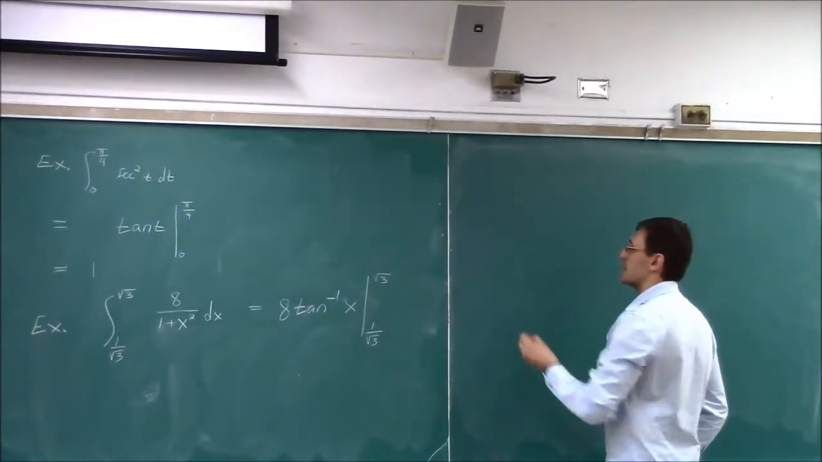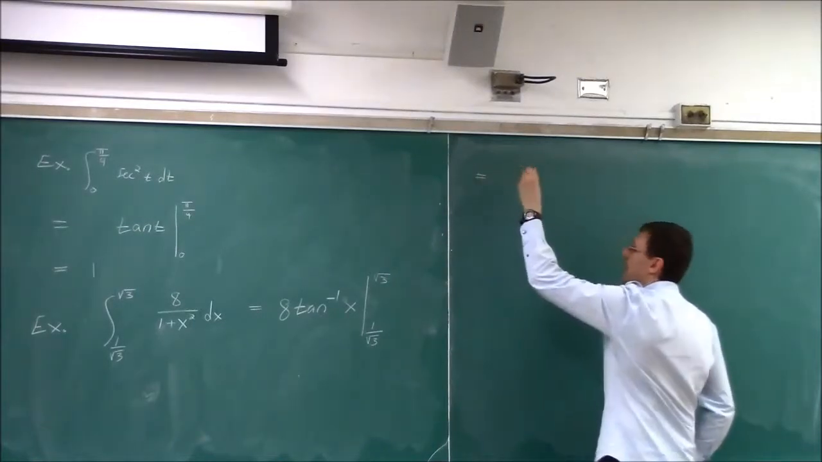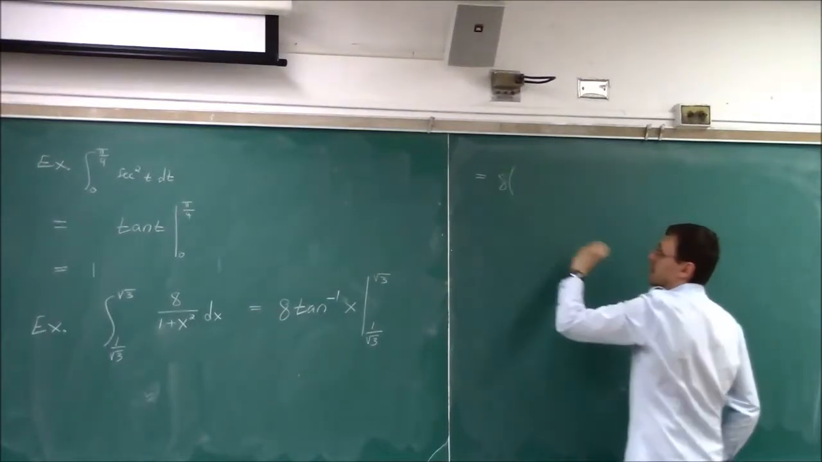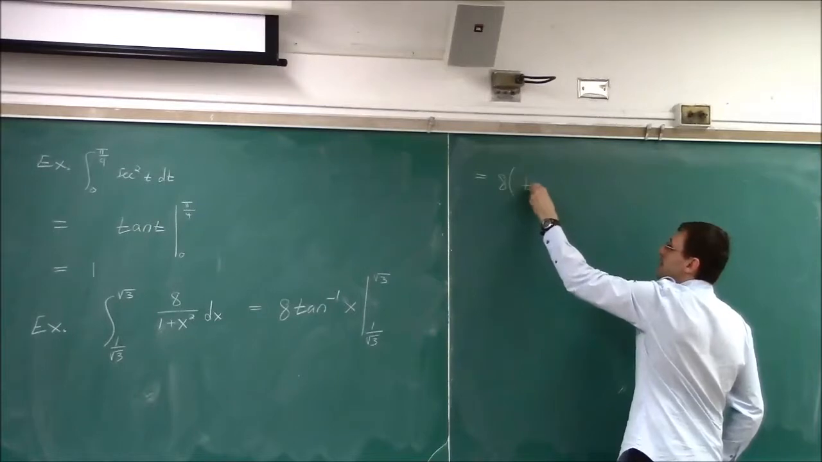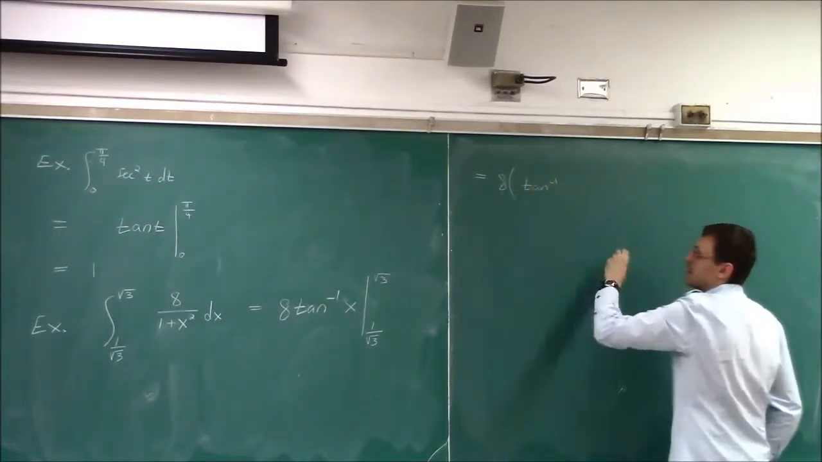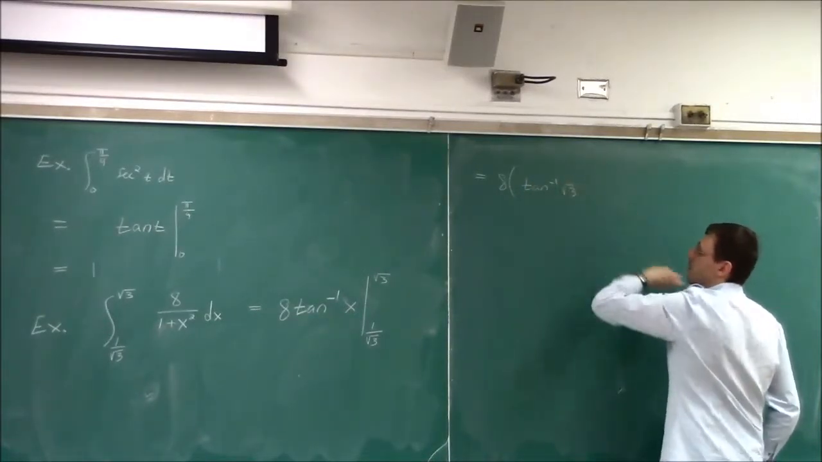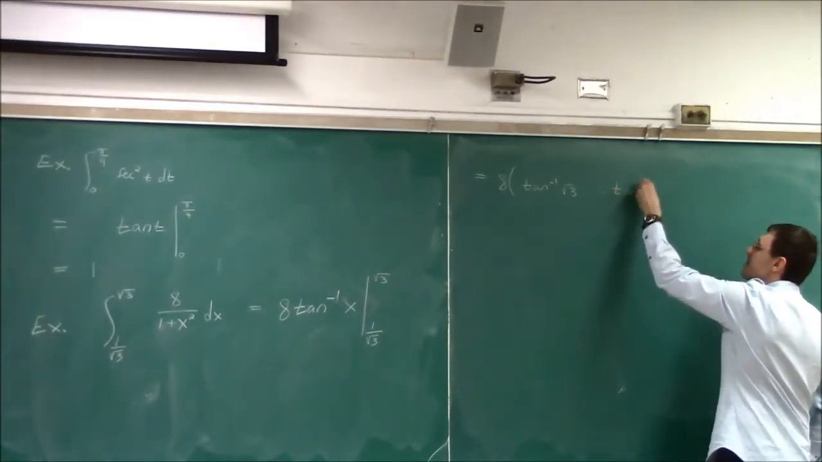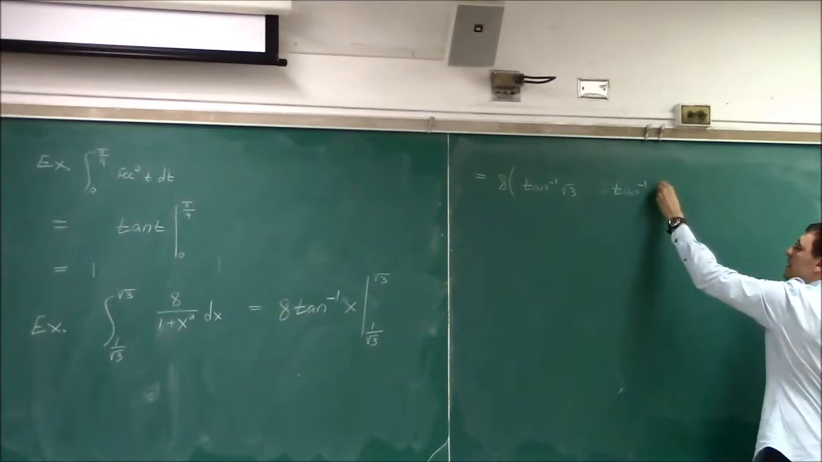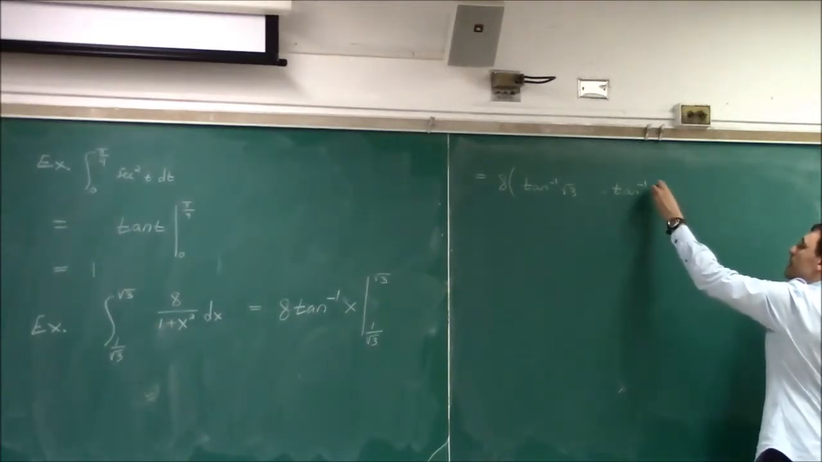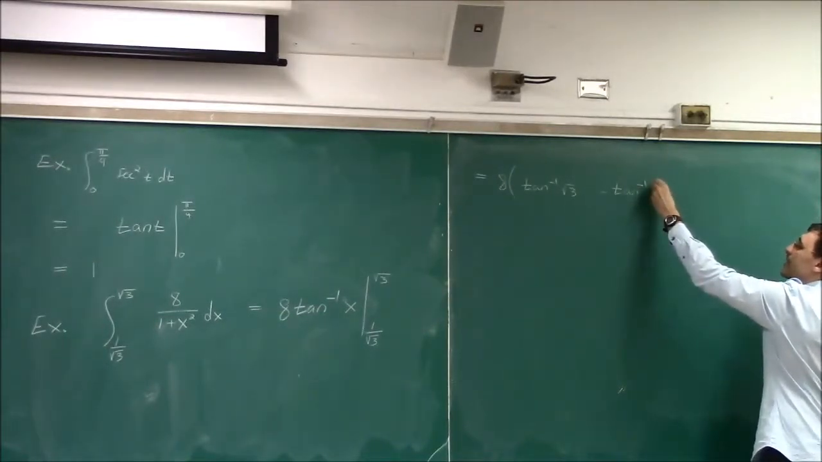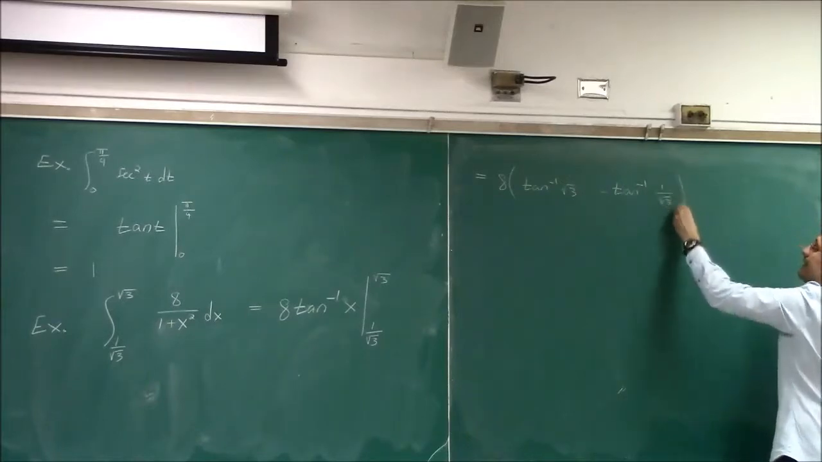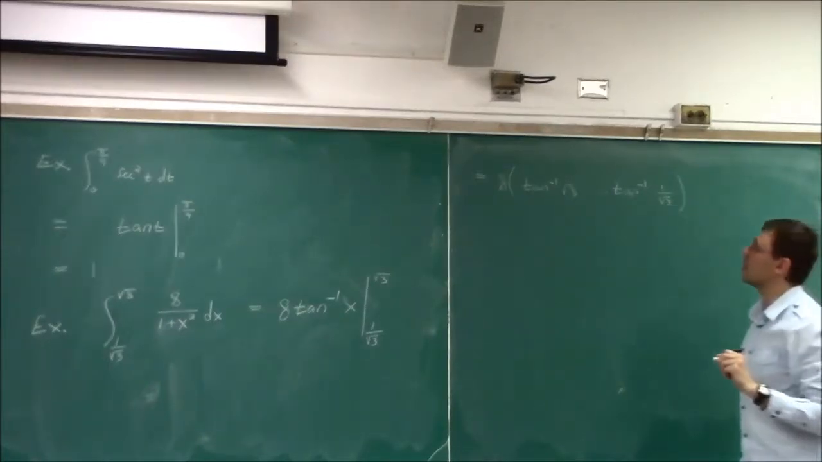Okay, so what's the result? So we have 8. I'll put it in parentheses outside. And I have tangent inverse of root 3 minus tangent inverse of 1 over root 3. And then I want to know what's the result.